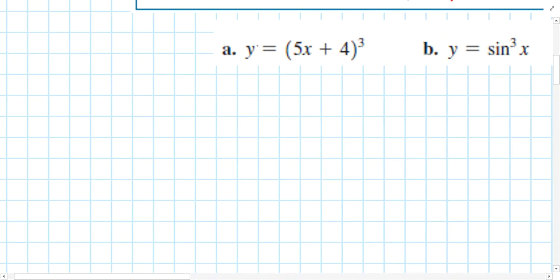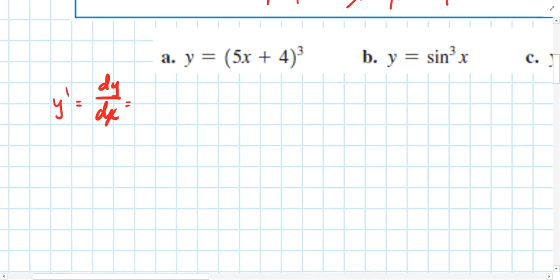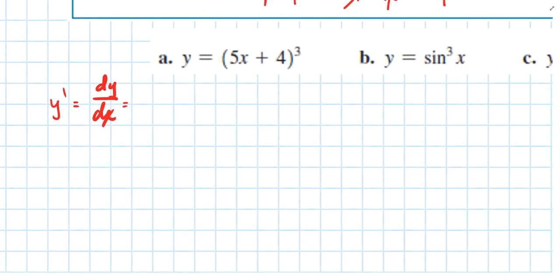If my objective is to find the derivative of y, I would label it like this, dy dx. I'm not using y prime just because. I could just as easily say y prime, and that would make sense. But dy dx is the derivative of y with respect to x. I need to find the derivative of the outer function, and I leave the inner function alone. In my mind, I see this outer function as something cubed. And what would the derivative of that outer function be? The derivative of that outer function is 3 times that variable squared.